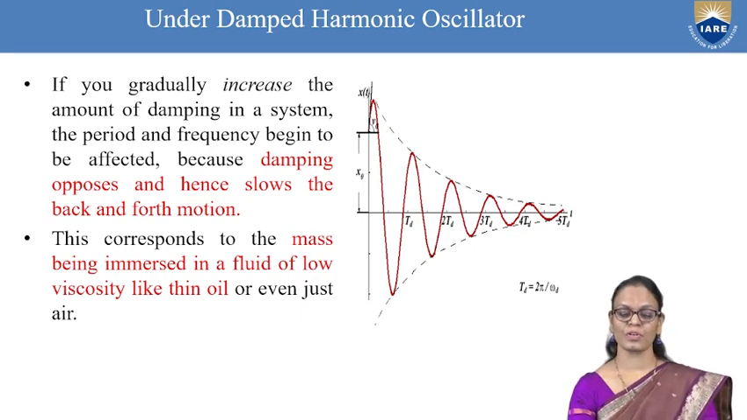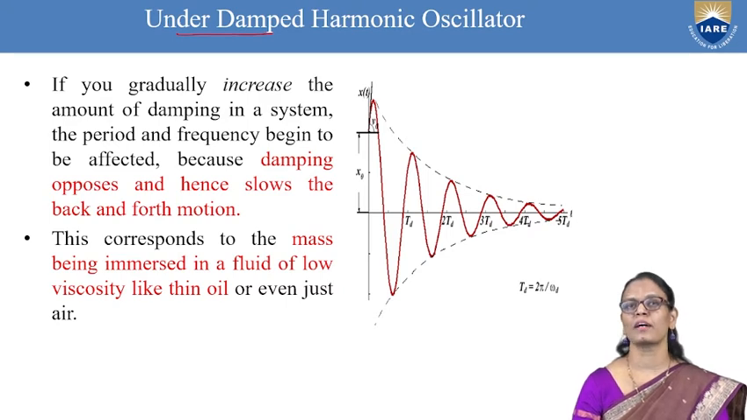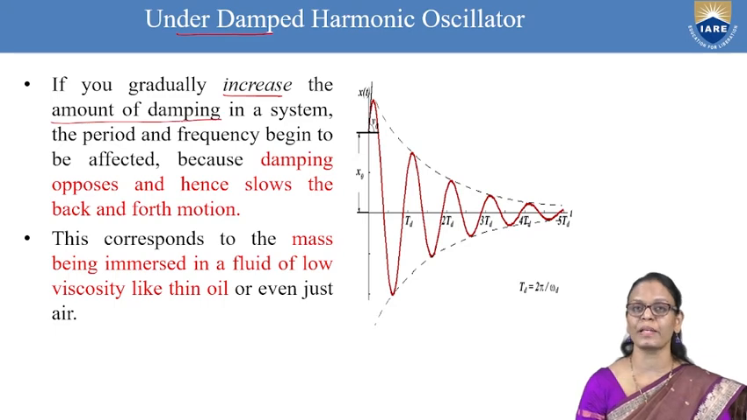Now we are going to talk about the underdamped harmonic oscillator and how the graph is going to be. In underdamping, what we have seen is that the system will keep on oscillating. So what happens if you gradually increase the amount of damping? The period and frequency begin to get affected, because the damping opposes the motion of the object and hence it slows down and is brought to rest.